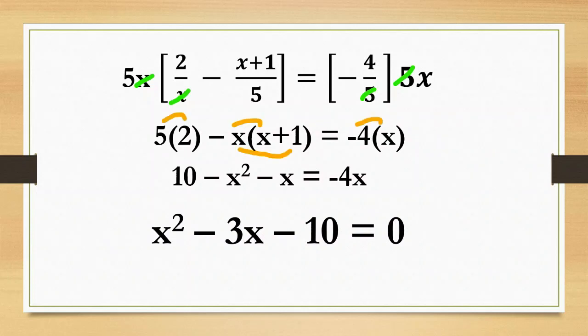Then we're going to simplify the equation. What is 5 times 2? Of course, the answer is 10 minus negative x times x, it becomes negative x squared. Negative x times 1 becomes negative x, equals negative 4 times x, negative 4x. And then we're going to write the resulting equation in standard form. So that's why it becomes x squared minus 3x minus 10 equals 0.